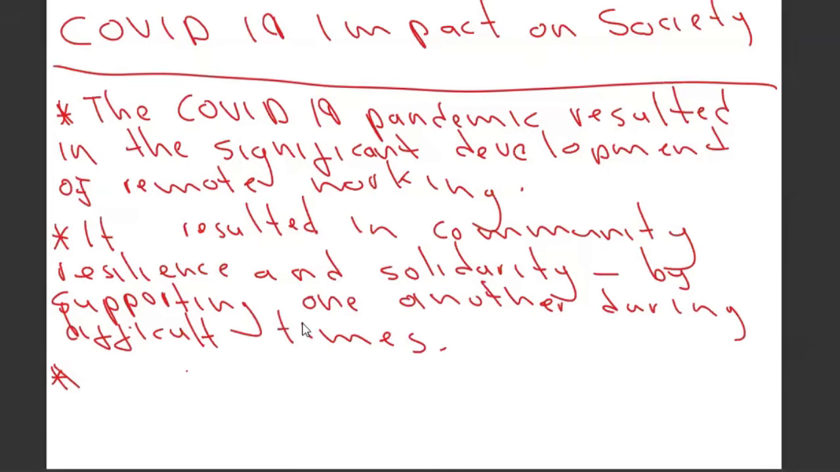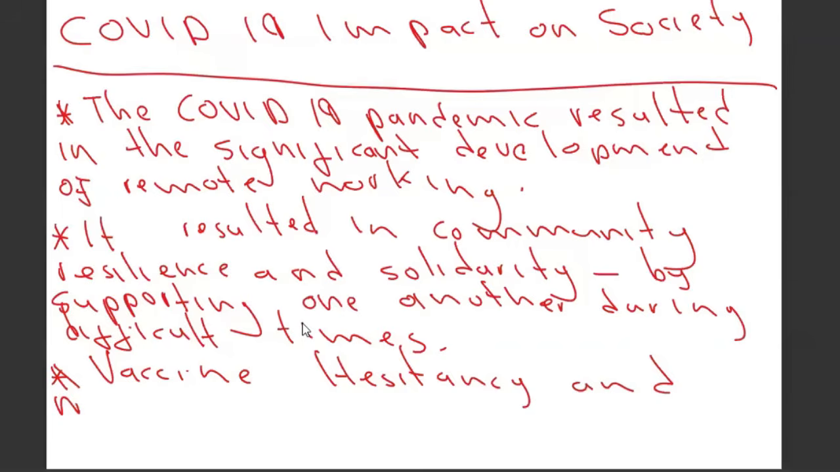Then it also resulted in vaccine hesitance and misinformation. People were hesitating. So many things were said about the vaccine. Vaccine hesitance and the spread of misinformation hindered efforts to achieve widespread vaccination, prolonging the pandemic's impact and the risk.